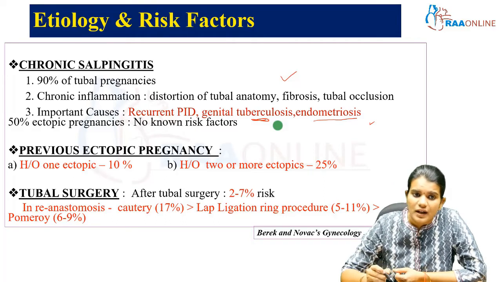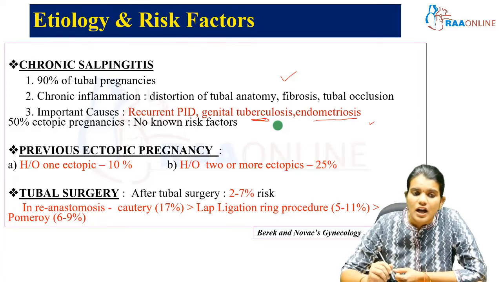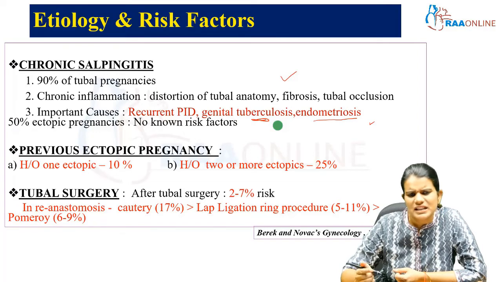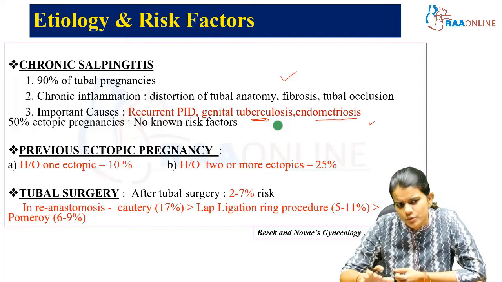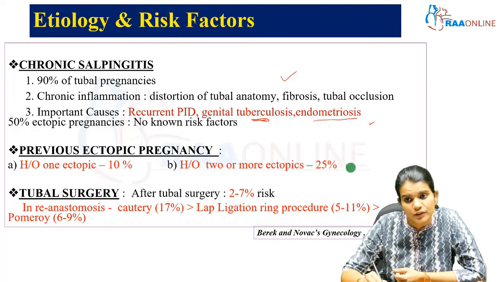And in 50% of the cases, we do not have any risk factors as such. One ectopic pregnancy is always a risk factor for the next ectopic pregnancy, because it means the tubes are damaged. If it's a tubal ectopic, the tubes are usually damaged on the other side also. So if there is a history of one ectopic, the recurrence is 10%, and if there are 2 or more ectopics, the recurrence is as high as 1 in 4 pregnancies, that is 25%.